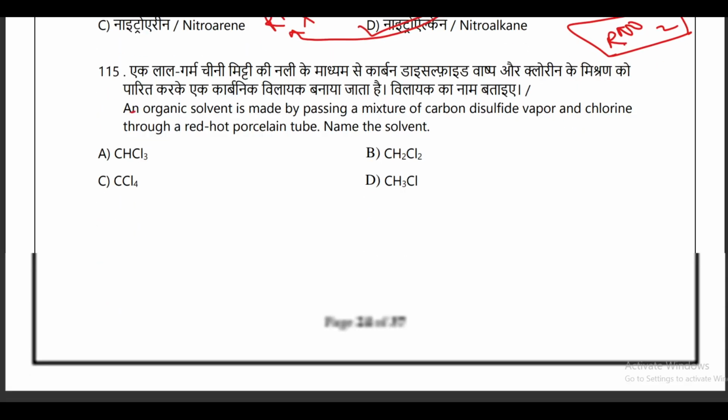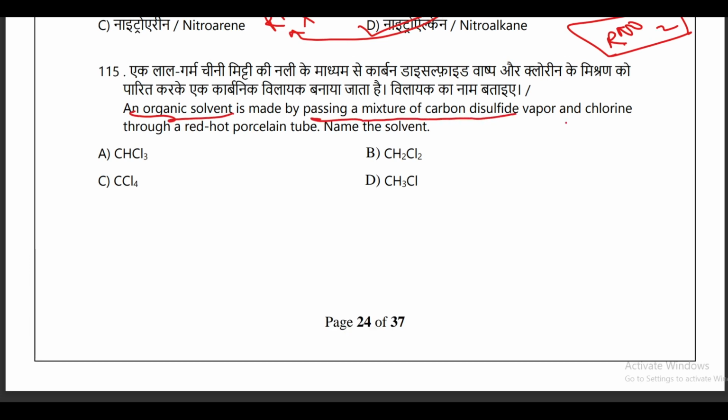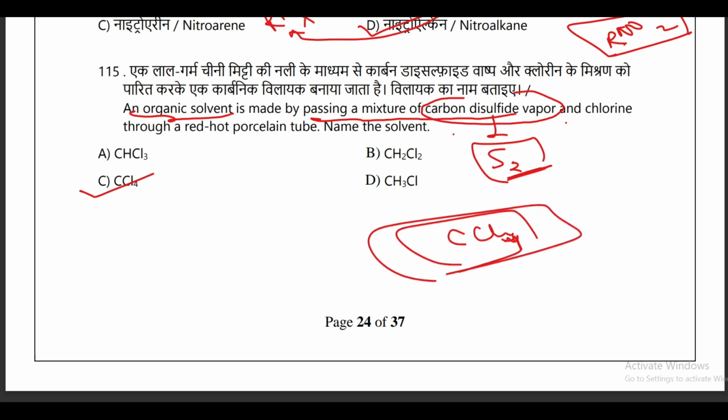In the next question, an organic solvent is made by passing a mixture of carbon disulfide vapor and chlorine through a red hot porcelain tube. Name the solvent. So your correct answer is carbon tetrachloride. Okay, so when a mixture of carbon disulfide vapor and chlorine is passed through a red hot porcelain tube, in that case there will be an exchange of the disulfide, S2 group of this CS2 by chlorine. So you will see formation of CCl4. So carbon tetrachloride is the correct option.